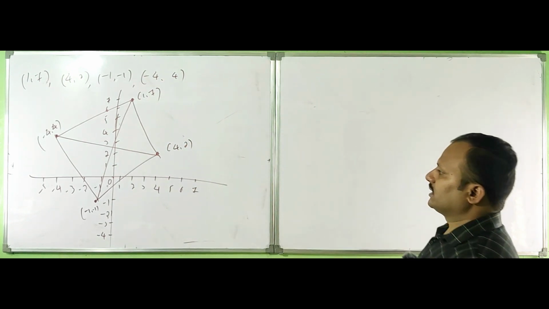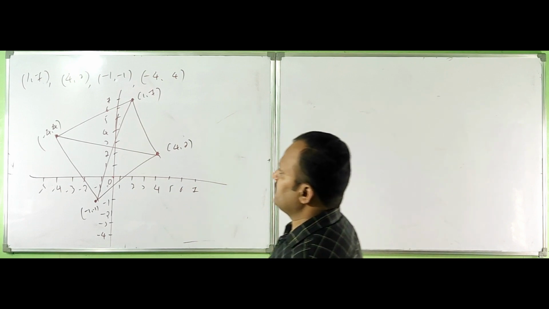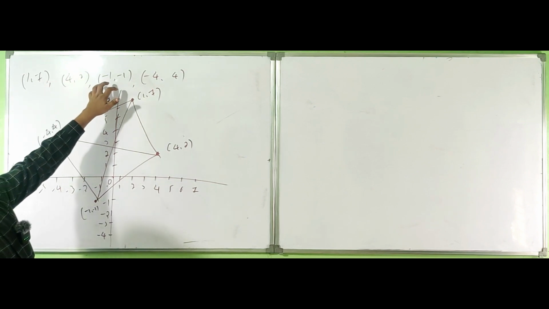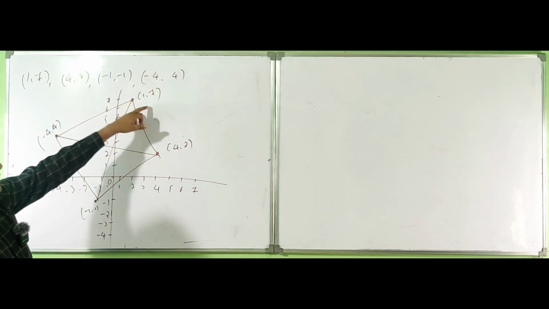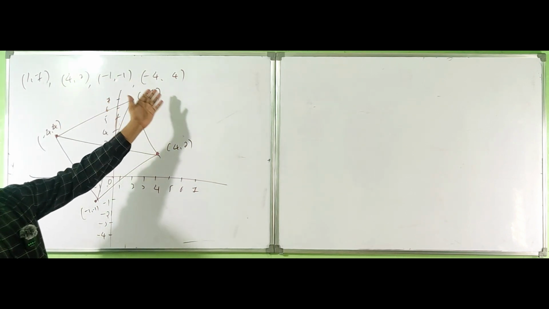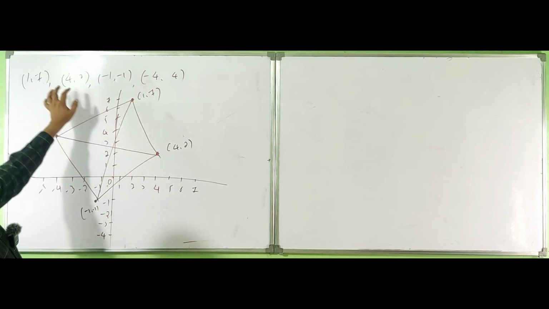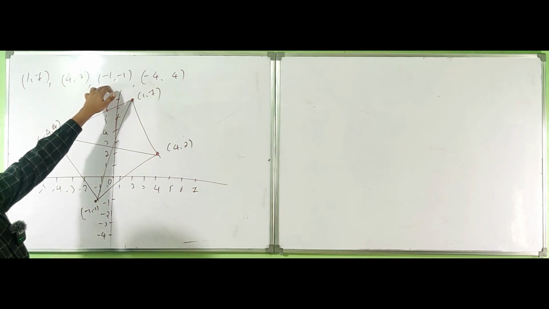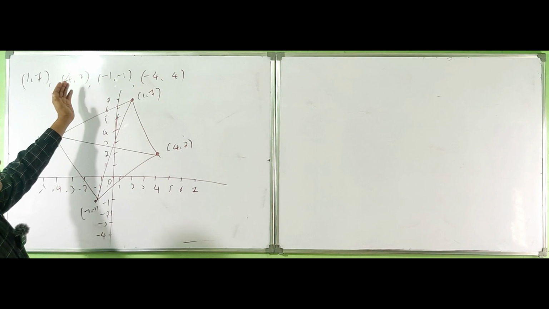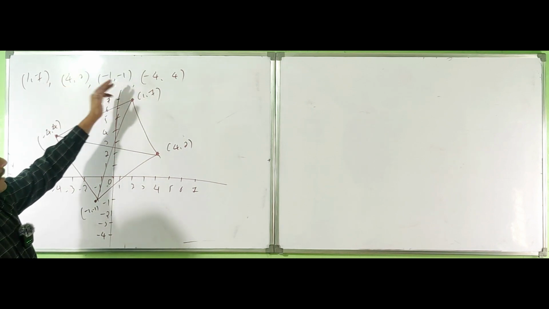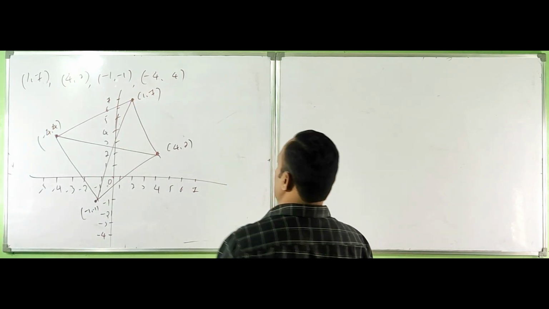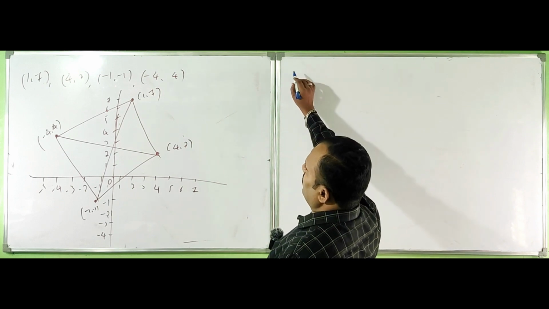Okay. Then check the diagonals. Diagonal means just check the alternate points. They given the consecutive points, meaning these are adjacent points. If you want to check the diagonals without a diagram, just check the alternate points, the distance between the alternate points. My 1 and 7, minus 1, minus 1, and 4, 2, minus 4, 4. First check the diagonals. Then you can check the sides also.